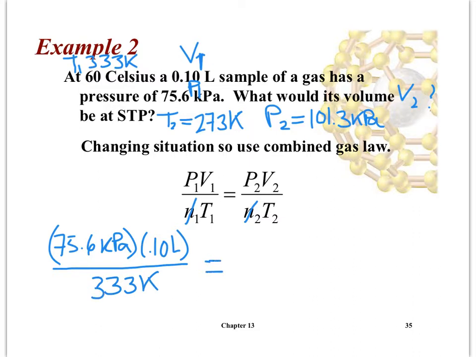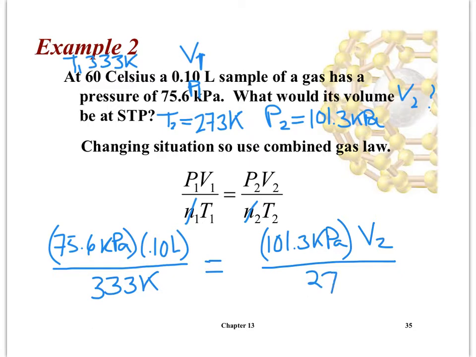So that is equal to P2, which is standard pressure, 101.3 kPa. V2 is what I'm solving for. And then T2 is 273 Kelvin because it's standard temperature. So to solve for V2, you cross multiply basically. So you do 75.6 kPa times 0.1 liters times 273 Kelvin divided by 333 times 101.3. Let's look at our units, what cancels from them.